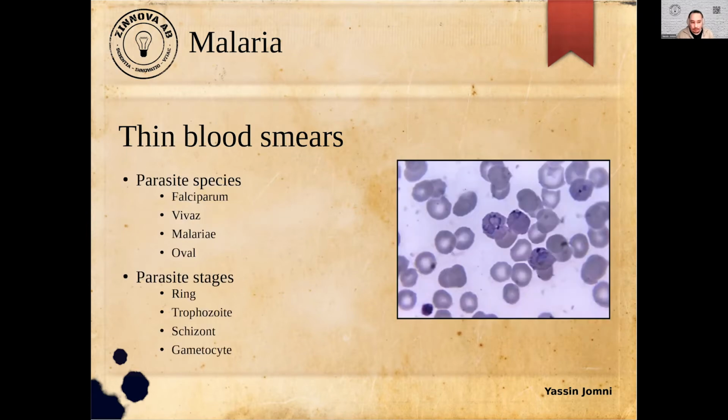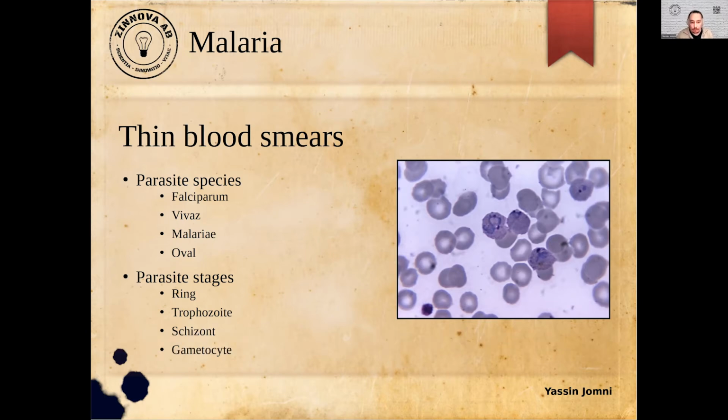So the next one is thin blood smears. It uses the same stain, the Giemsa stain, the same stain as on the thick blood smear, but the blood sample is prepared in another way. So you see here, it's more like whole cells.